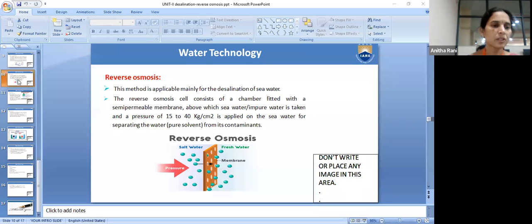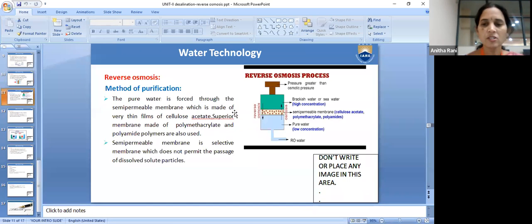Okay. So we'll discuss the reverse osmosis method. We'll complete Module 2 now. This method is applicable mainly for the desalination of seawater. So what we are taking here is, I have to draw this diagram.